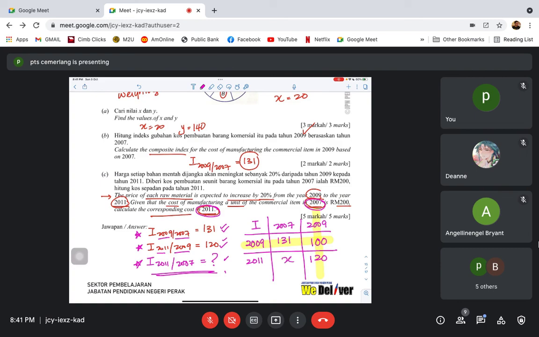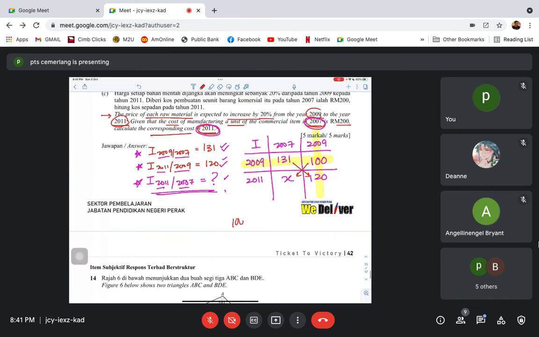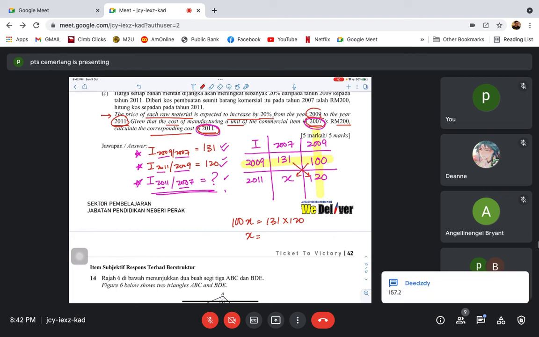Next, this one is the one they want to find. So I put as X lah. 2011, 2007, itu yang kita nak cari. So kita letak sebagai X. Your job now is to calculate what is the value of X. So what do I do? Cross multiply. Cross multiply, kita dapat nilai X lah. Jadi senang saja. 100X equals to 131 times 120. So X is equals to, try to calculate. What do you get? 131 multiplied by 120 and then divide by 100. So I get 157.2.